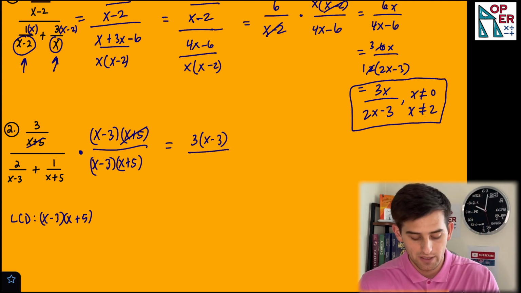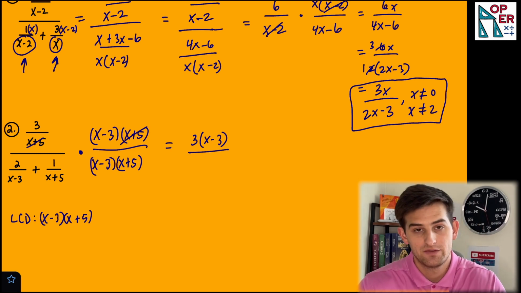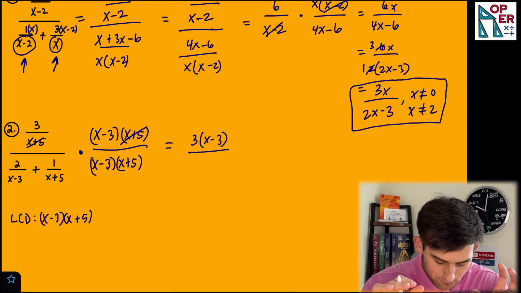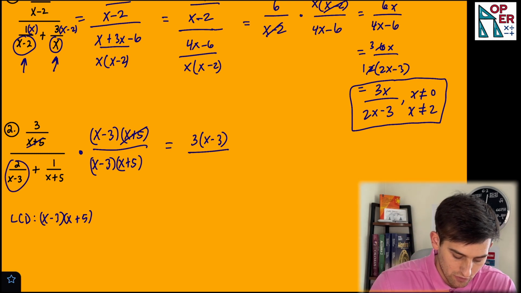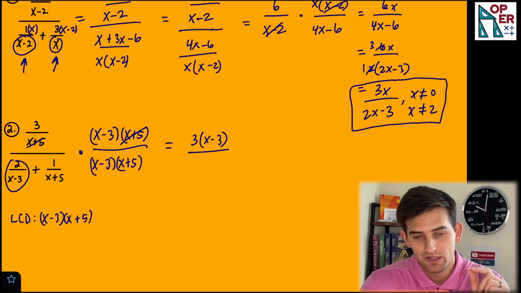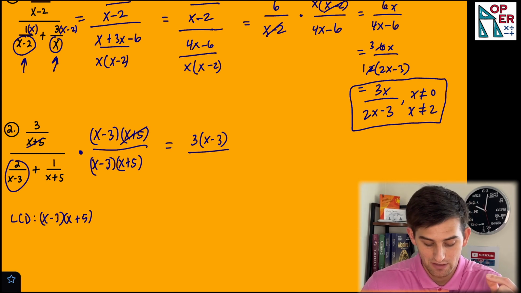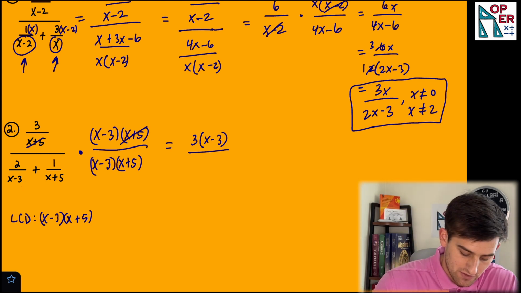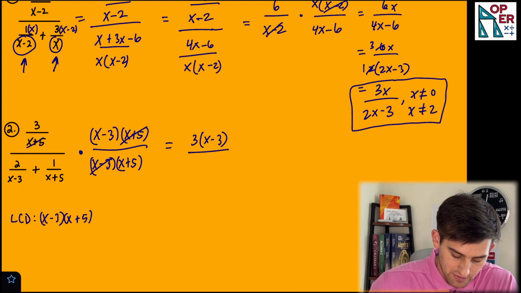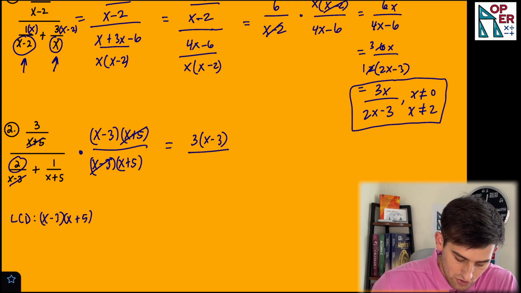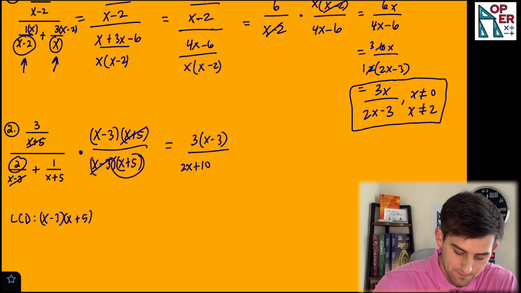Now let's think about our denominator. In our denominator we have two separate fractions, right? It's a sum. So when we look at 2 over x minus 3, what is the part of our least common denominator that the denominator does not have? Well, that would be x plus 5. And so we know that this x minus 3 would cancel with this x minus 3. And so 2 times x plus 5 would give us 2x plus 10.